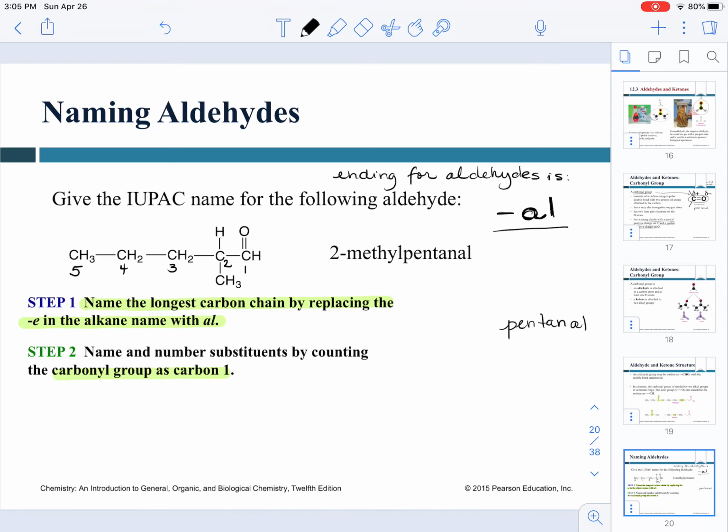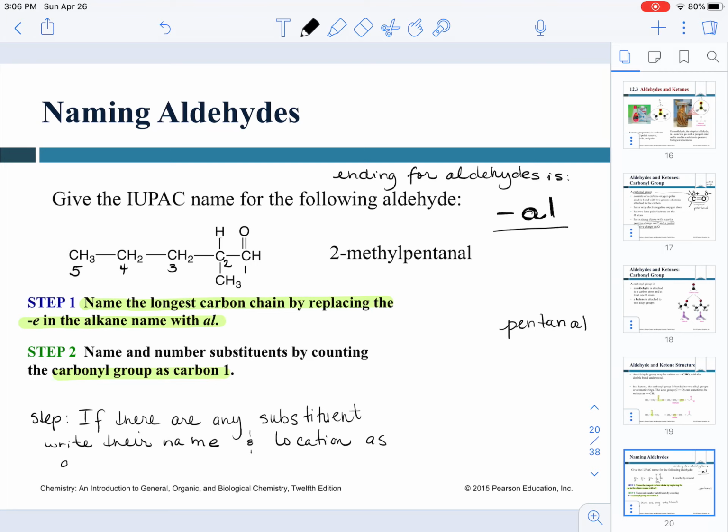Then if you have any substituents, I'm just going to write in step three, similar to what we've seen before: if there are any substituents, write their name and location as a prefix of the name from step one. So, specifically in the molecule that we have, on carbon two we have a methyl, so the final name is going to be 2-methylpentanal.